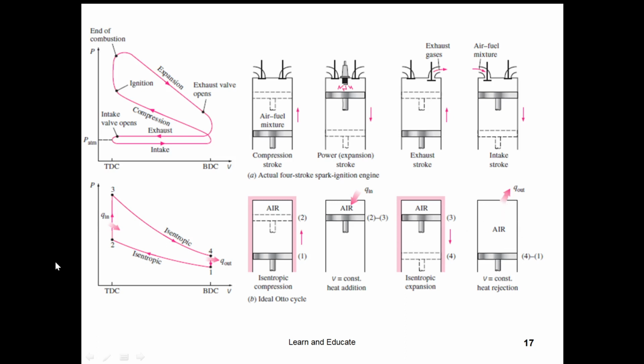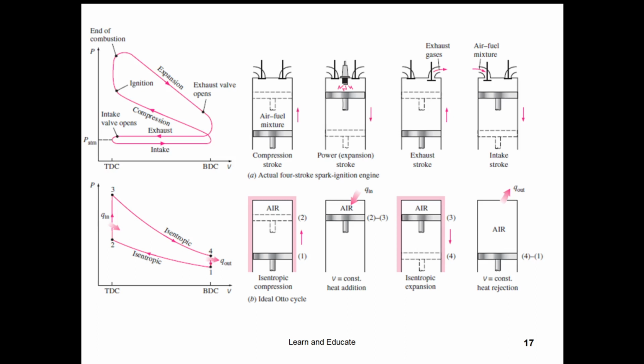Fine. So this is the ideal Otto cycle for different processes: two isentropic processes, compression and expansion, and constant volume heat addition and rejection. So you can see the relative magnitude of the length of these curves or lines here. The heat rejection is less and heat addition is more. That means more heat is added, less heat is rejected.